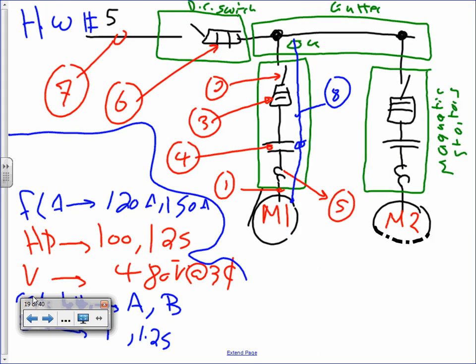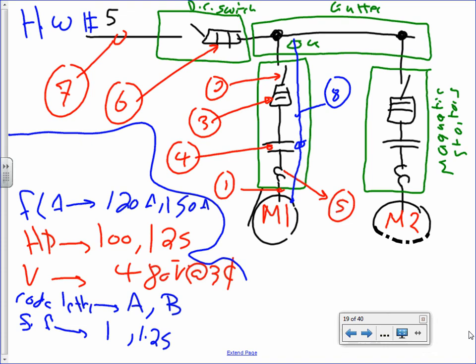Could you please write your homework? Here's your homework. This will be homework number 5, and I would like you guys to do the following. Actually, I'm going to add to this one too, the grounding conductor number 9. And the code letter, did I give you the code letter? Yeah, code letter A and B. This is your homework, homework number 7. So I have a full load amp for the two motors, 120, 150. Horsepower 100, 125. The voltage though is 480 this time, three phase, code letter A and B, and service factor 1 and 1.25. Everybody understand that the first number is the first motor, the second number the second motor? When I say 100, 125, this is the first and second. Cool?